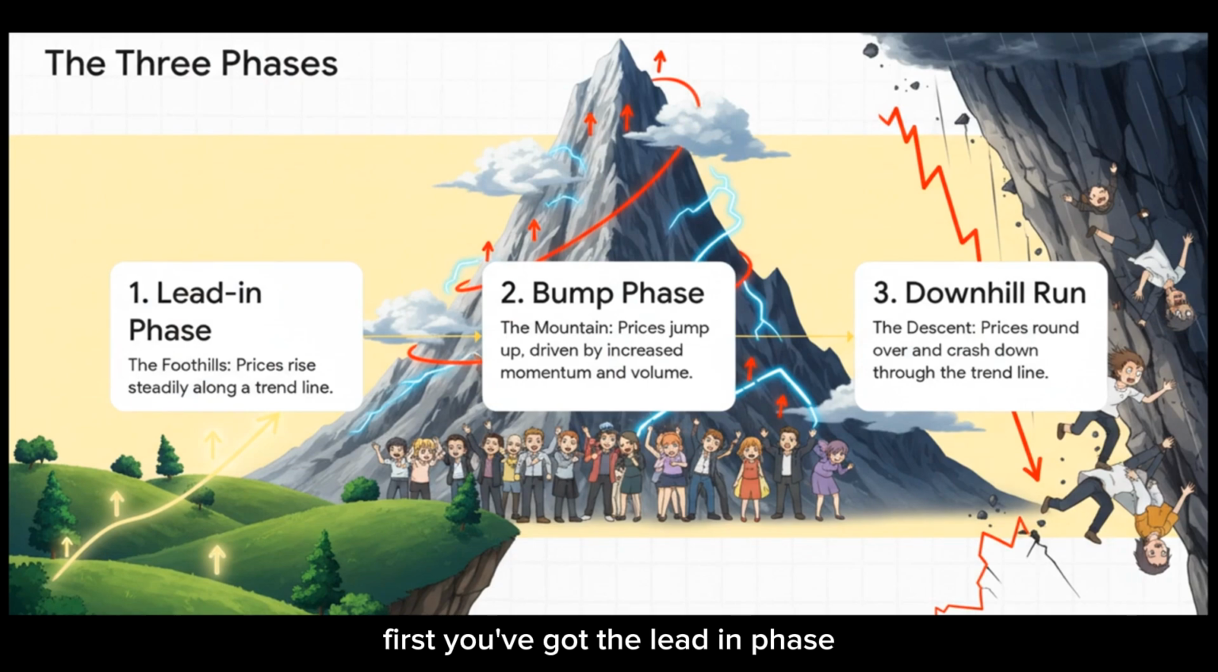First, you've got the lead-in phase. Think of these as the gentle foothills. The price is just climbing steadily along a trend line. Then you get the bump phase. That's the mountain itself. This is where speculation goes into overdrive and the price just rockets upward. And finally, you have the downhill run, the descent, where the party's over and the price comes crashing back down through that original trend line.